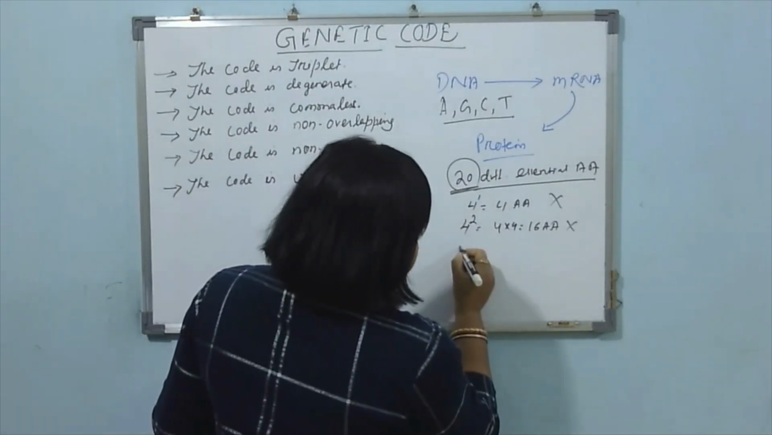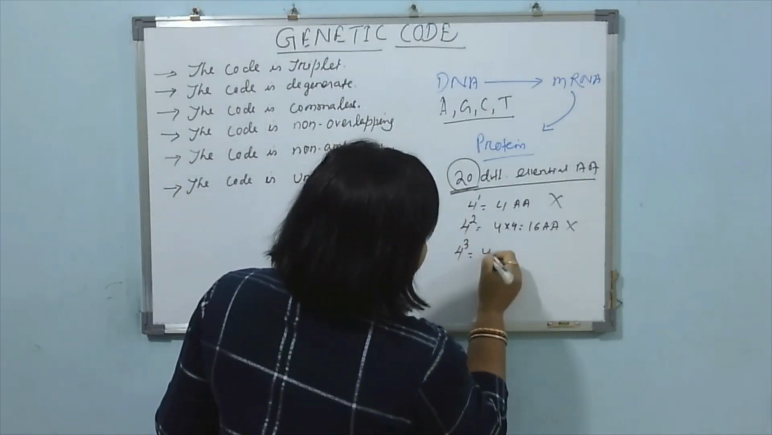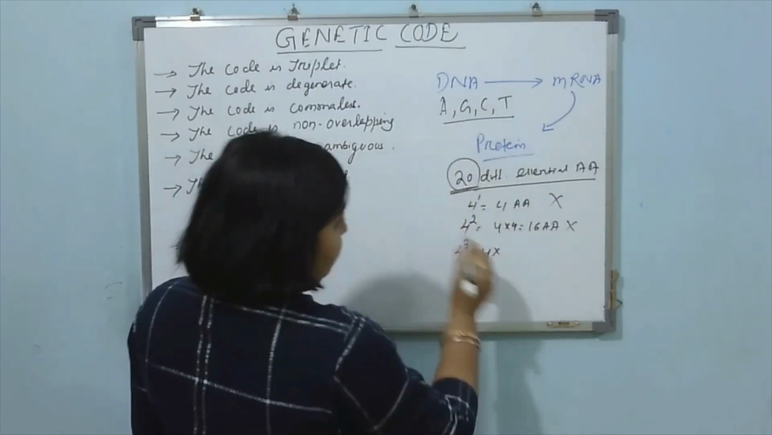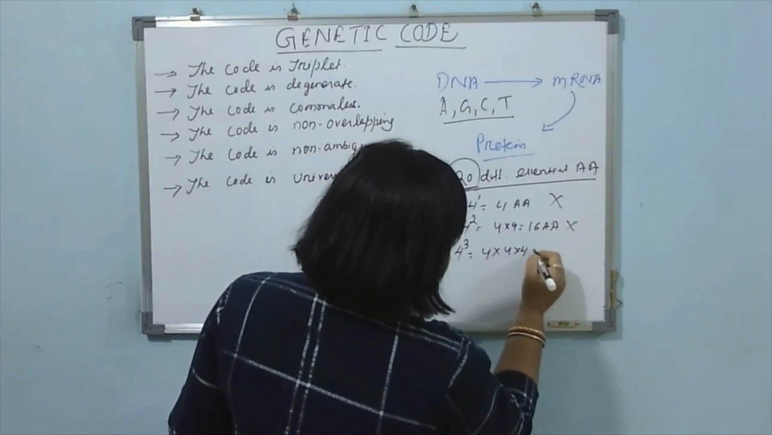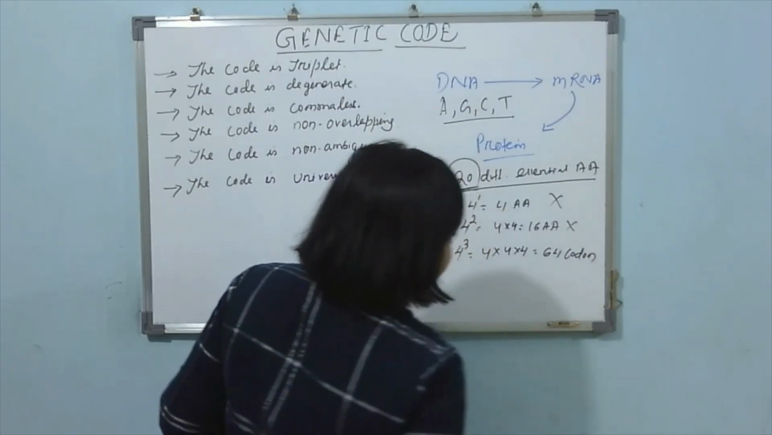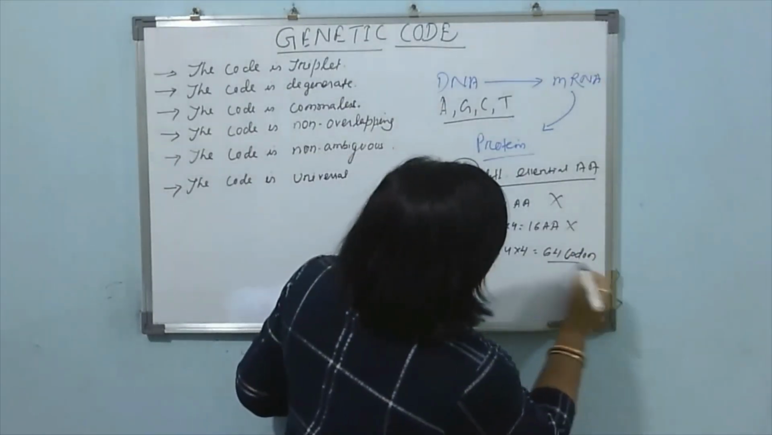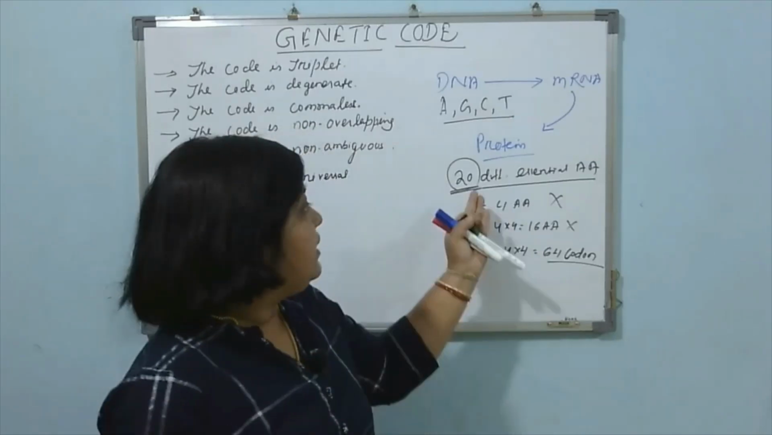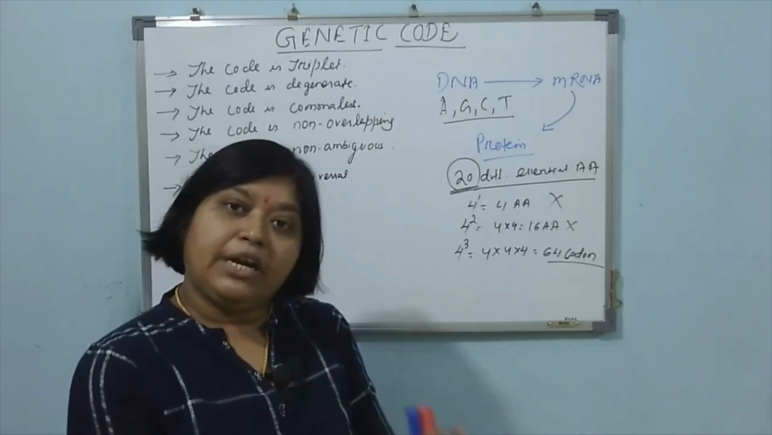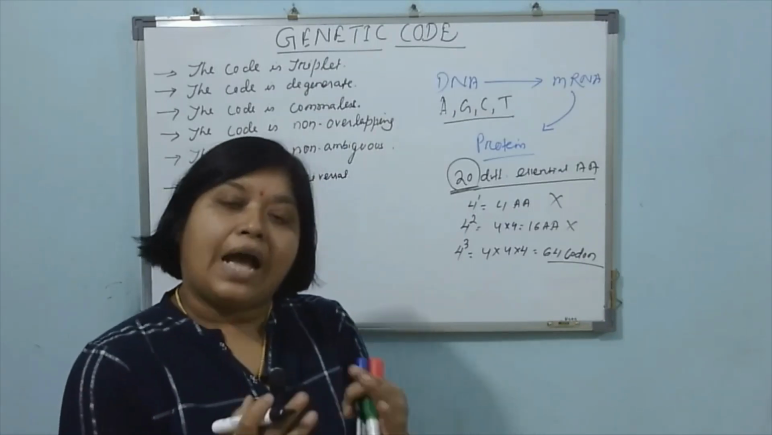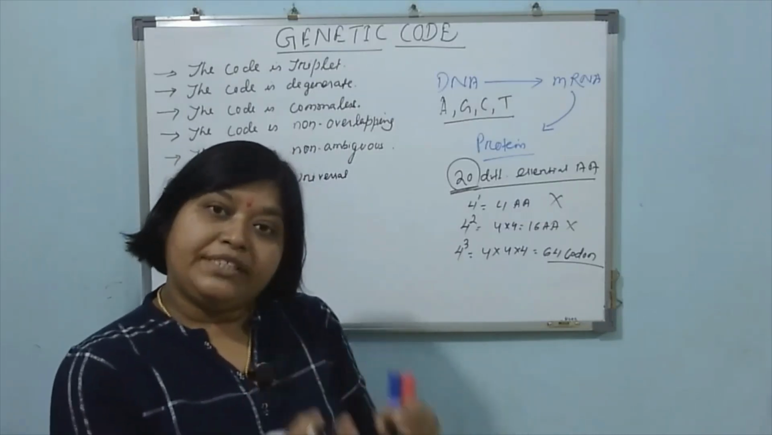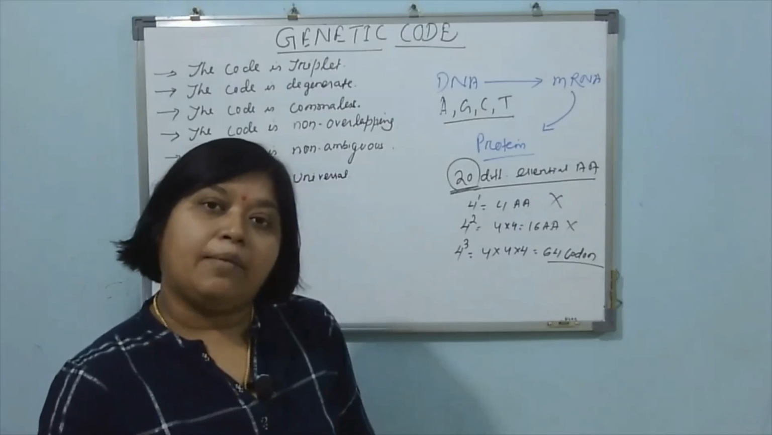So if we take a triplet codon, how many triplet codons can we write by using these 4 alphabets? 4 into 4 into 4. 64 triplet codons we can write. So these 64 codons are more than enough to write these 20 different essential amino acids. So it is a system in which the triplet codon of DNA can specify the amino acid of protein, and also it can specify which triplet codon is for which amino acid.